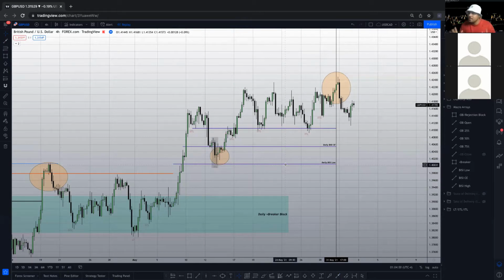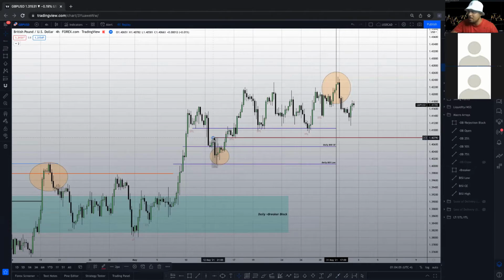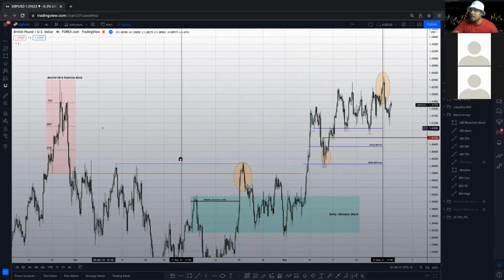It's very, very interesting how it just happens to be to the T. I mean, I can't make it up. Look, it comes straight to that high. Because there's a selling going on here. A lot of selling, right? Because we just hit a macro array in a premium.